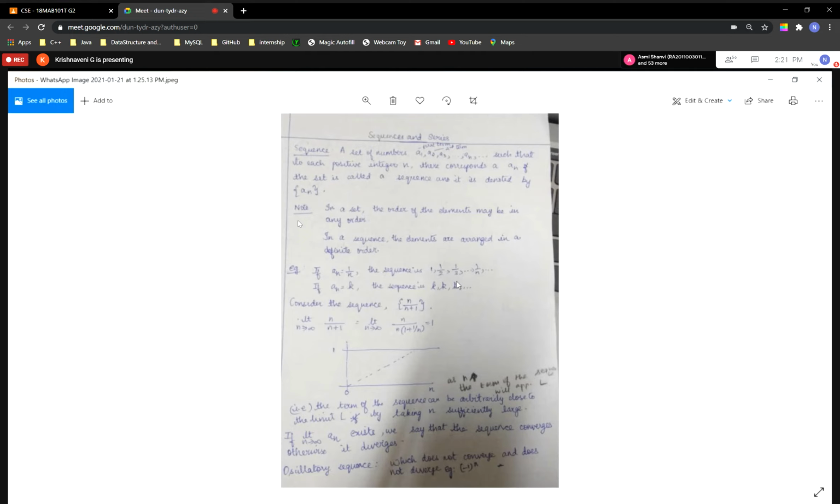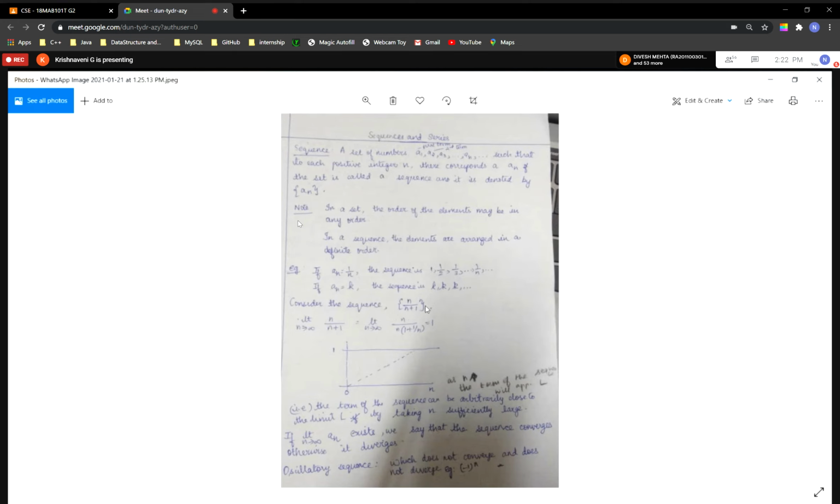And if an equals k, what will be the sequence? Only k, a constant sequence: k, k, k, etc., infinite. Okay, next consider the sequence n by n plus 1.